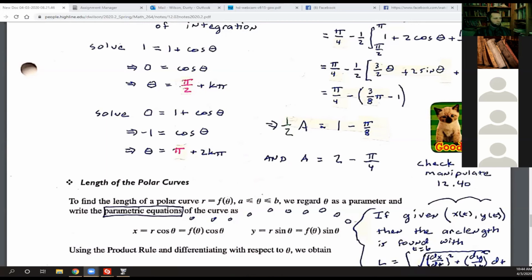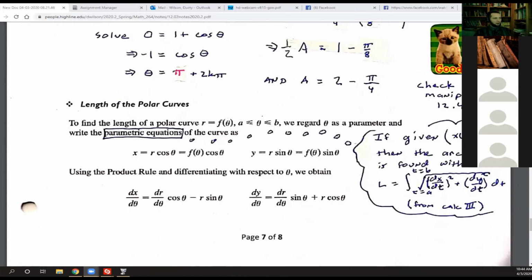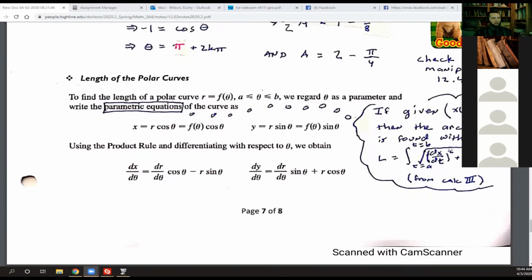I'm not going to go to this manipulate because it's very similar to the previous one, which is to say not terribly exciting. So let's go on and talk about our last topic. We just have a few minutes left. The last topic is a straight up extension of what you did with parametric equations.